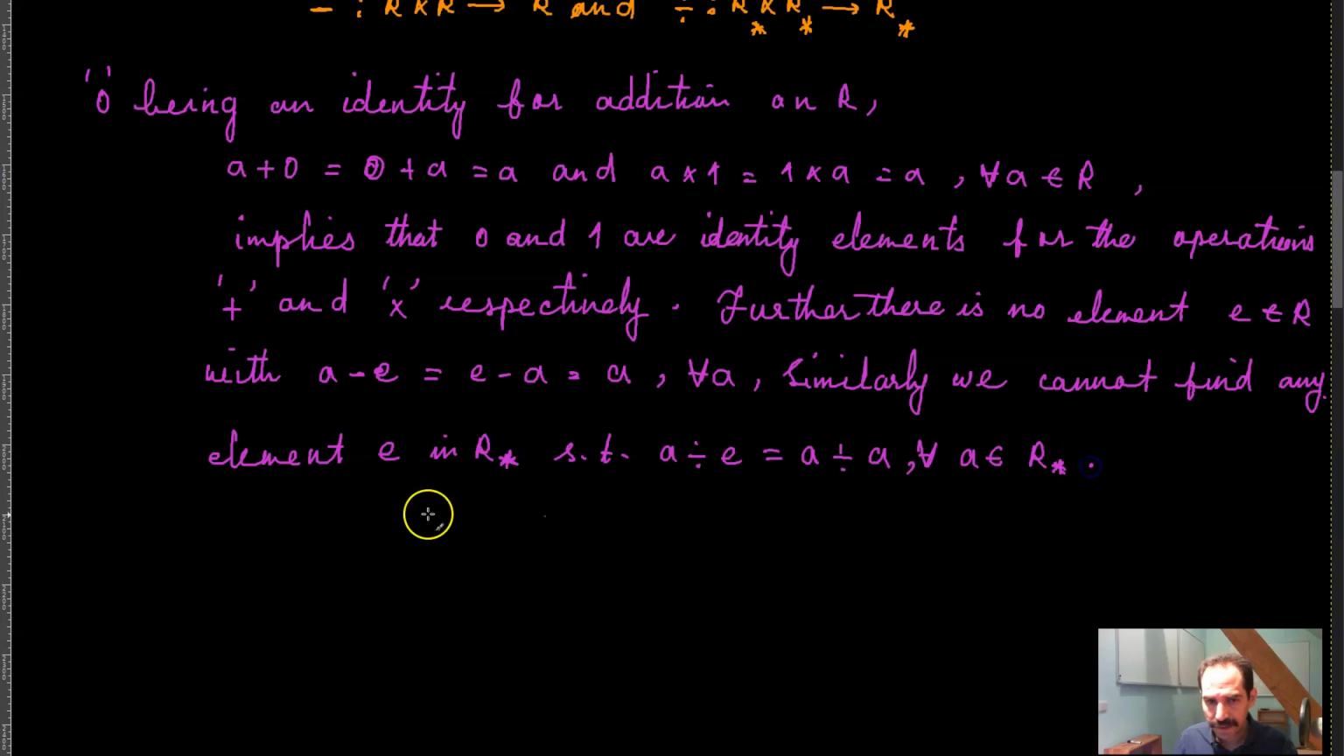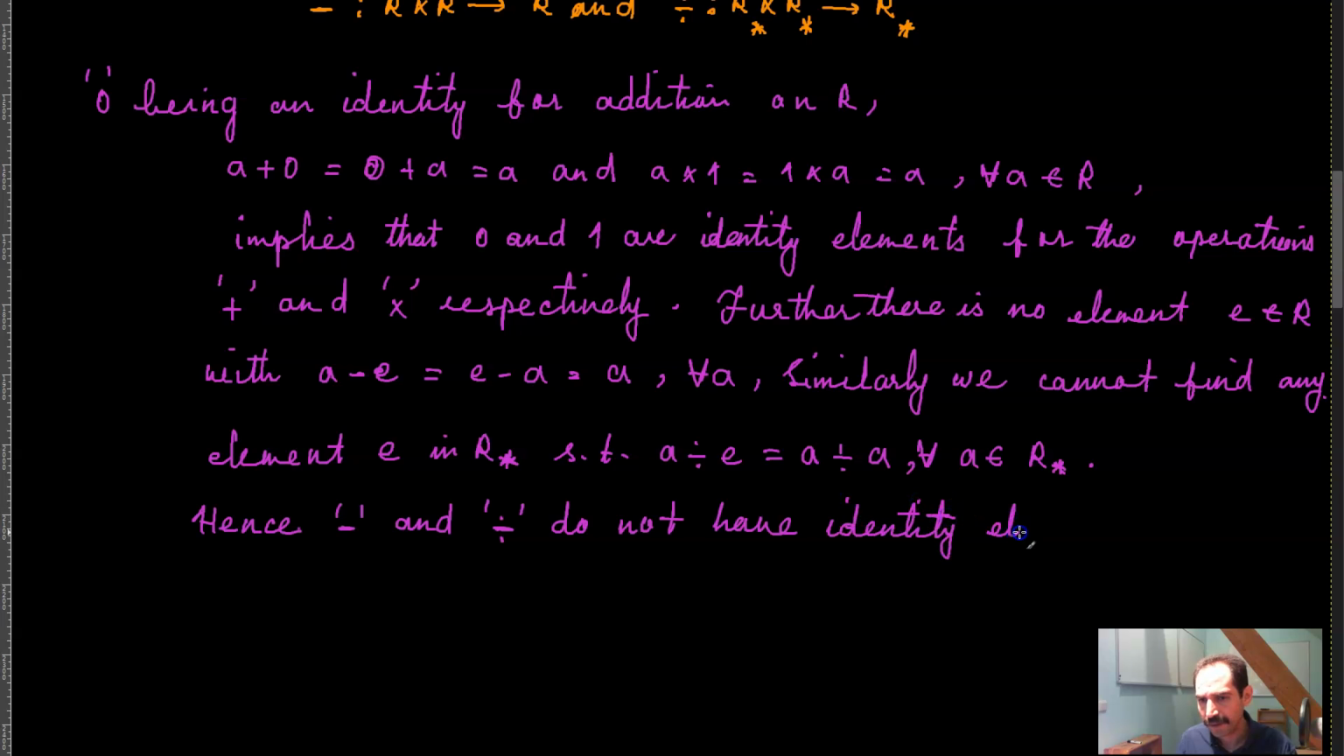And so hence subtraction and division do not have identity elements.